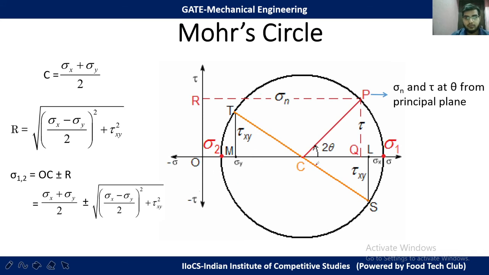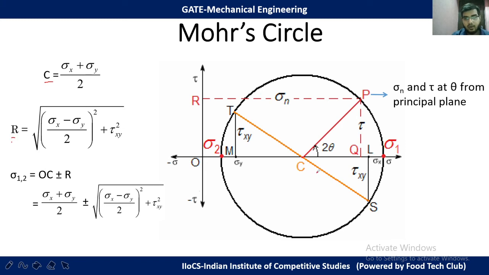Okay, so here if we want to find out what is the distance between the center and the original center O of this two stress system axis, or what is the value of OC, so this center is at sigma x plus sigma y by 2, because we can see this is sigma x and this is sigma y, this is in between this value, so this is the average, sigma x plus sigma y by 2. And what will be the radius of this circle? R.